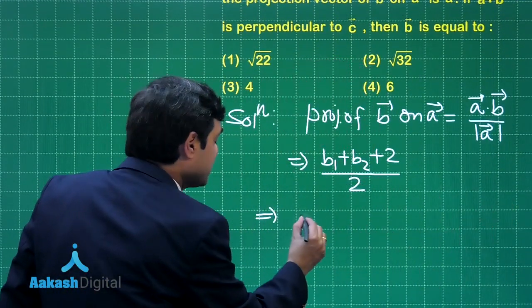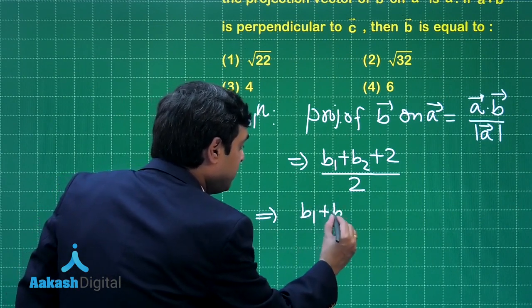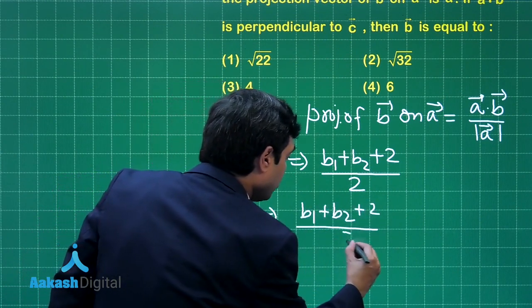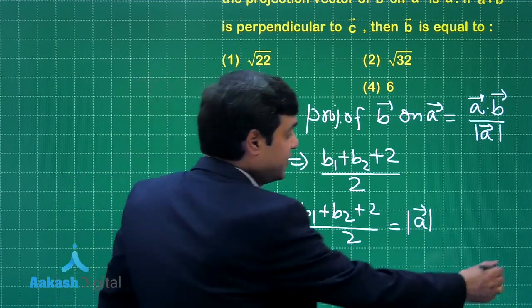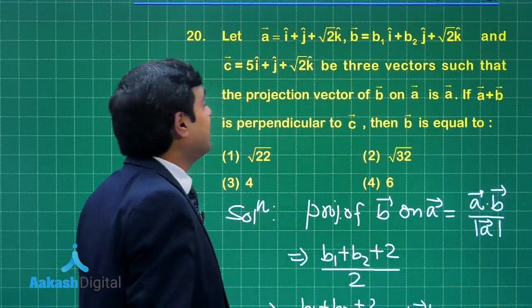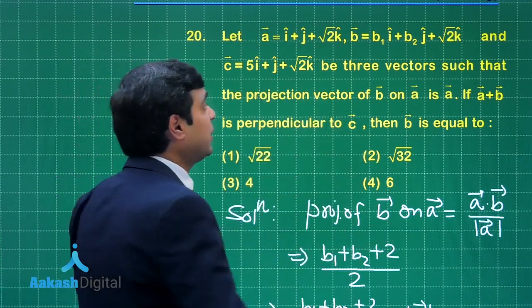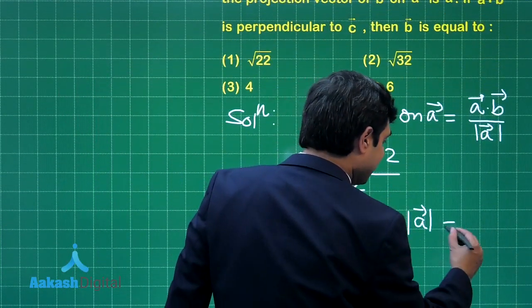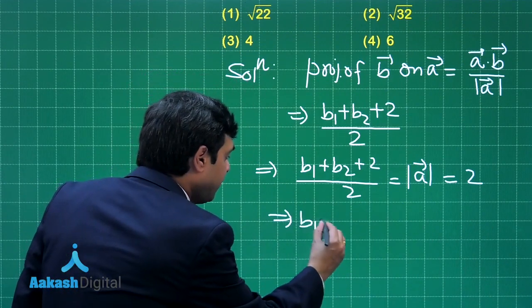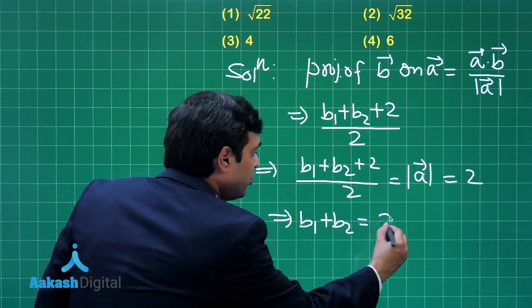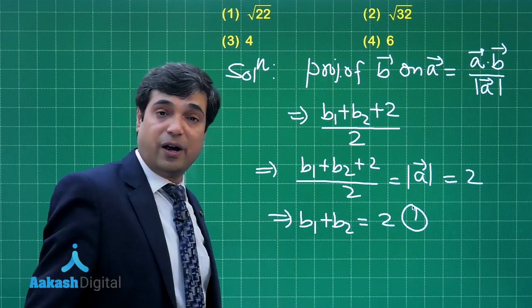So when you take its modulus, b1 plus b2 plus 2 upon 2 is mod A. What is mod A? Because the A vector is given to us, it is square root of 1 plus 1 plus 2, giving me simply 2. So this is equal to 2. This is clear? Simplifying, we get the equation b1 plus b2 is equal to 2. Mark it as equation number 1.